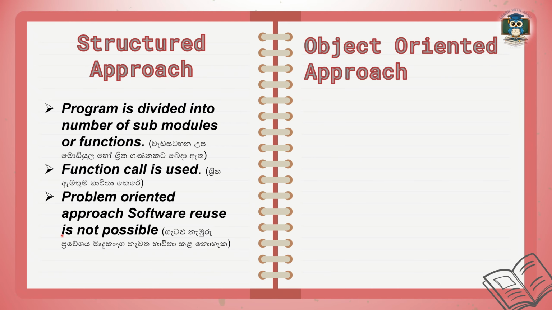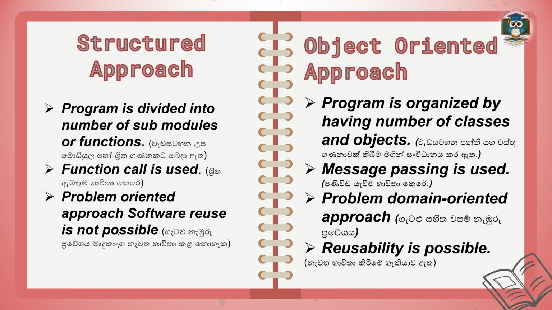The second one is the object-oriented approach. In the object-oriented approach, the program is organized by having a number of classes and objects, and message passing is used. This object-oriented approach is a problem domain-oriented approach. And the last one is that reusability is possible with this object-oriented approach.